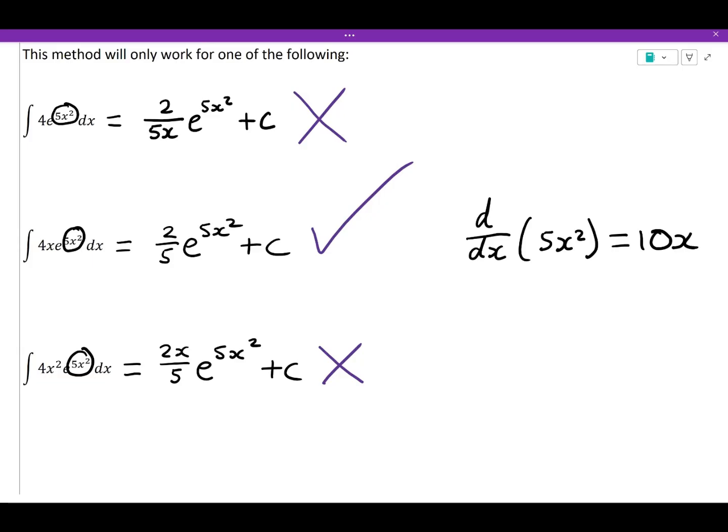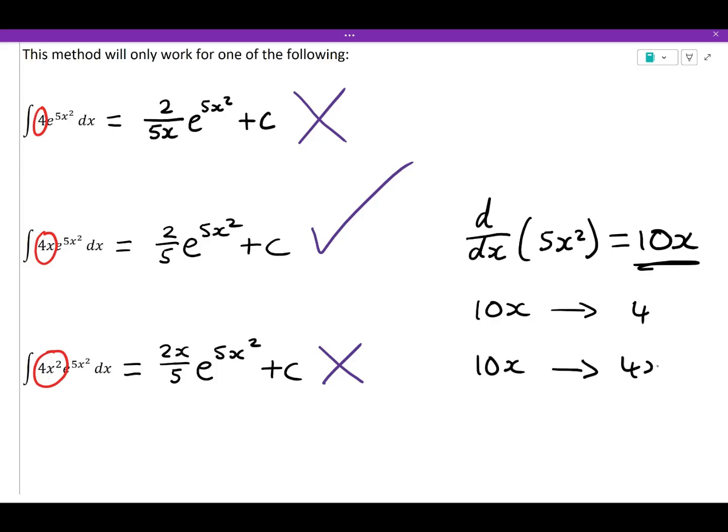Okay, and what you're going to do is you are going to compare this derivative that we've got here with what is multiplying our e function each time, the part that's actually different between these questions. So we've got a 4 here, we've got a 4x here, and we've got a 4x squared there. Okay, so what I need to consider is how do I get from the 10x over here to each of those red bits I've circled. Okay, so how do I get from 10x to 4? How do I get from 10x to 4x? And finally, how do I get from 10x to 4x squared?